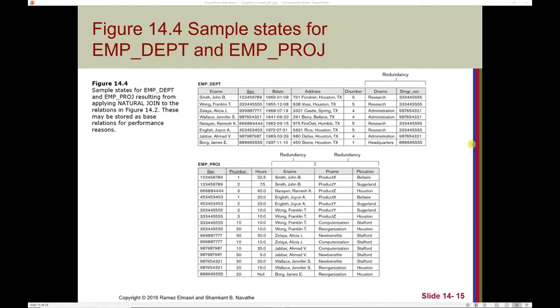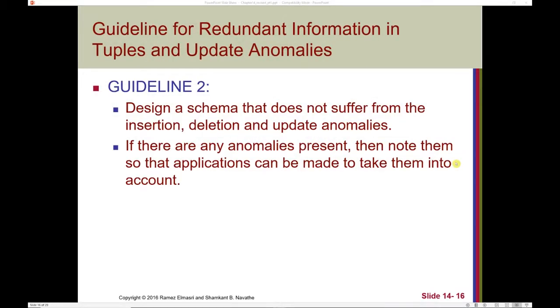Here we have sample states for each of these relations, and you might be able to see possible deletion and insertion anomalies here as well. If we delete all of the employees that are associated with a particular department, then we're going to lose that department information. We should try to design a schema that does not suffer from insertion, deletion, and update or modification anomalies. And if there are any anomalies present, then we should note them so that applications can be made to take them into account. That is, if we have to store the data in a redundant manner.